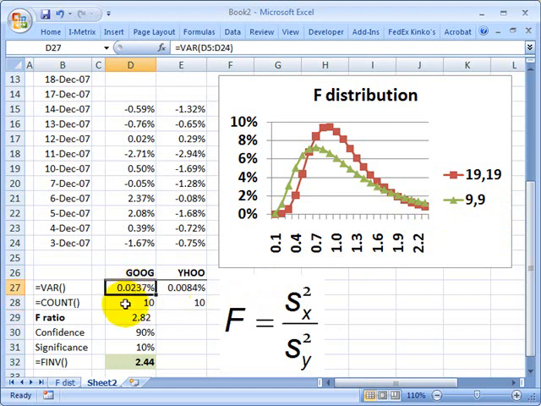Notice in this case, just because of the days that I deleted, Google's variance is significantly higher. It's almost 3 times higher than Yahoo. It's 2.82 times higher. That is greater than 2.44, so with 90% confidence, I reject the idea that they might be the same variance, and I accept the idea that Google's variance is different than Yahoo's. So that's an illustration of the F distribution.